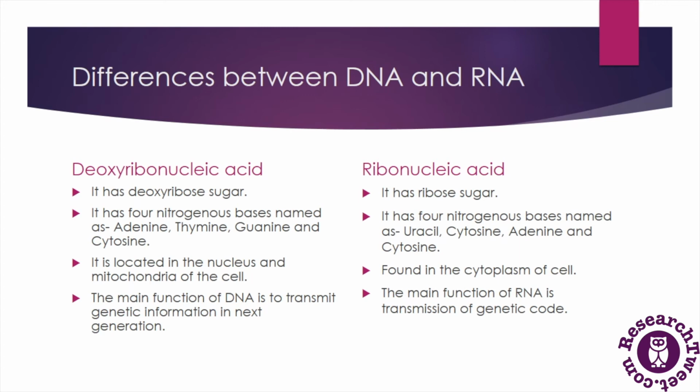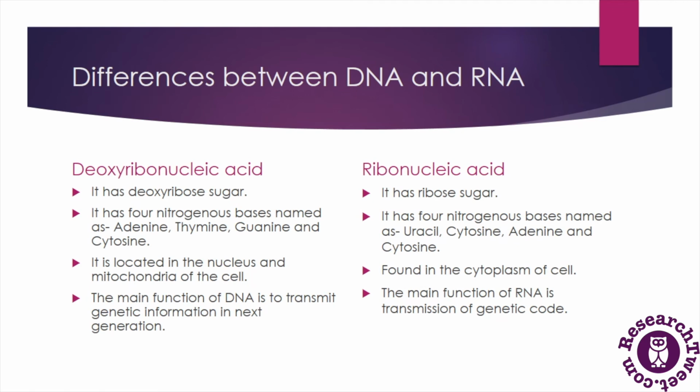The full name of DNA is deoxyribonucleic acid and RNA has the full name ribonucleic acid. DNA has deoxyribose sugar in its structure and RNA consists of ribose sugar. DNA has 4 nitrogenous bases named adenine, thymine, guanine and cytosine. But in the case of ribonucleic acid or RNA, the thymine is replaced by uracil. So RNA has 4 nitrogenous bases named uracil, cytosine, adenine and guanine.